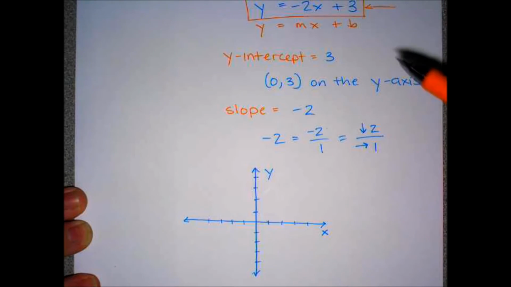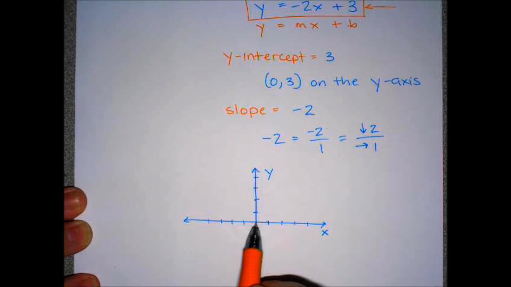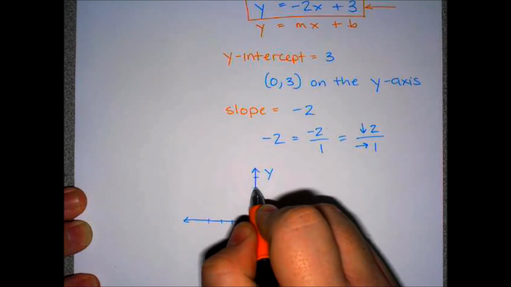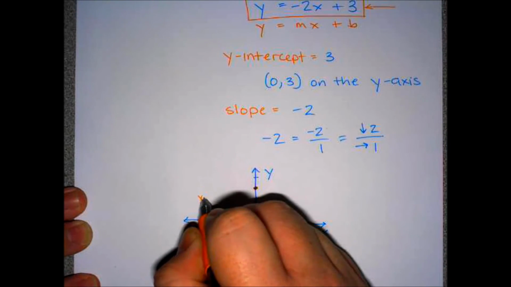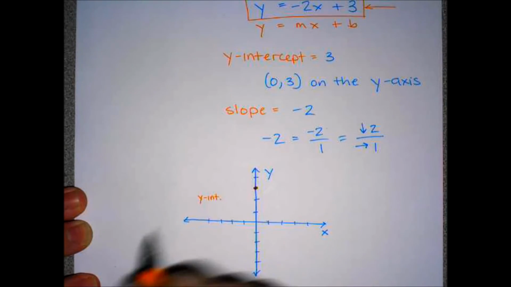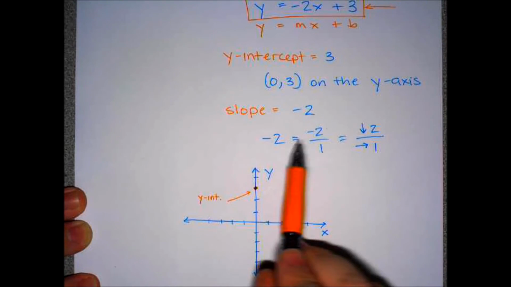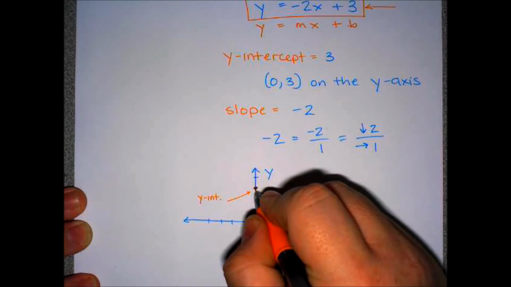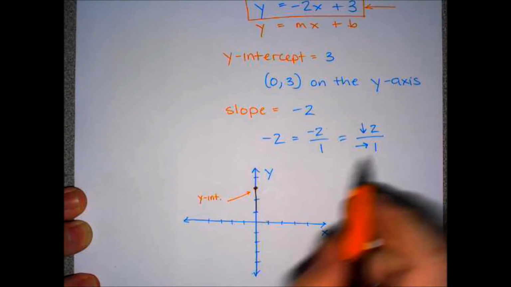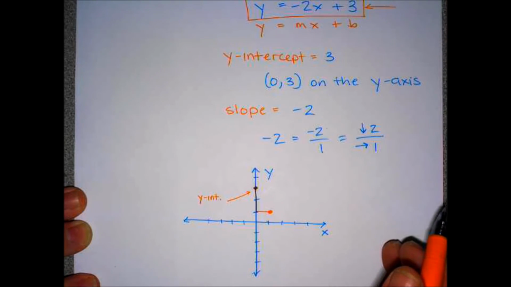So, like I said, we're going to look at the y-intercept, 0, 3. We're going to find that on the y-axis. So here's where x is 0, and then 3 means we go up 1, 2, 3. So here's our y-intercept right there. Even label it y-intercept. I'm going to use INT for short. It's right there. Now our slope we said we go down 2 from there. So we go down 1, 2, and we go to the right 1. And that's our next point.